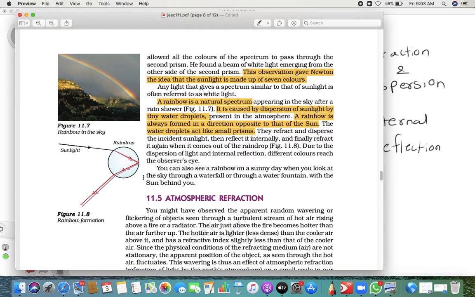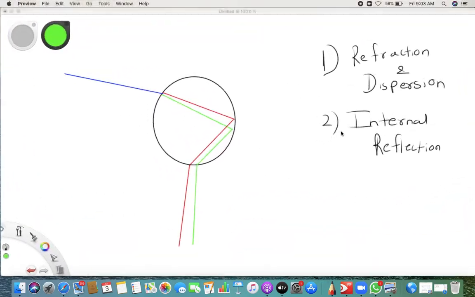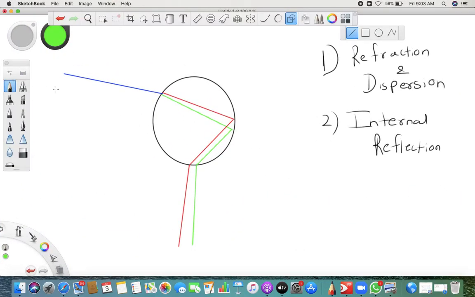See, first the sunlight comes, when it enters into a raindrop, two things happen, right? A refraction in and dispersion. In the raindrop, internal reflection happens, and at the end refraction happens, and this is how you can see colors. Okay, I hope you understand how this happens, right? So these three phenomena, when they happen simultaneously, then only you can see a rainbow.